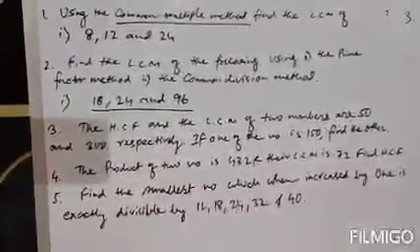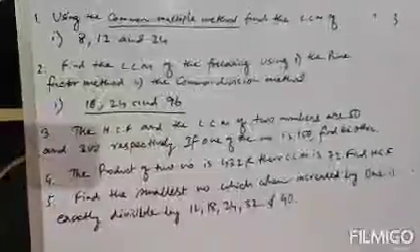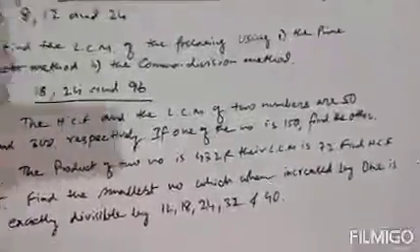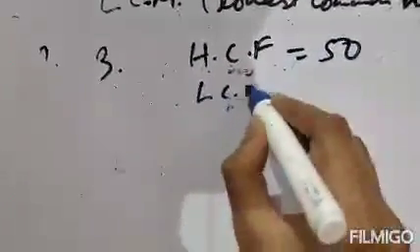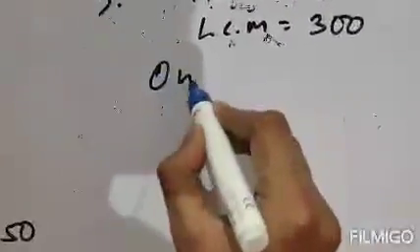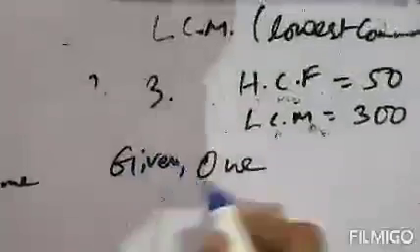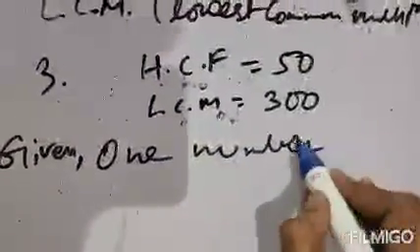Clear? Now next, question number 3. Question number 3 says the HCF and the LCM of two numbers are 50 and 300 respectively. If one number is 150, find the other. HCF is 50 and LCM is 300. So write down HCF equals 50 and LCM equals 300. One number is 150, given. So these three things are given: HCF is given, LCM is given, and one number is given. We have to find out the other number.